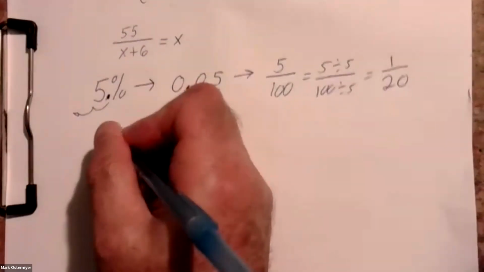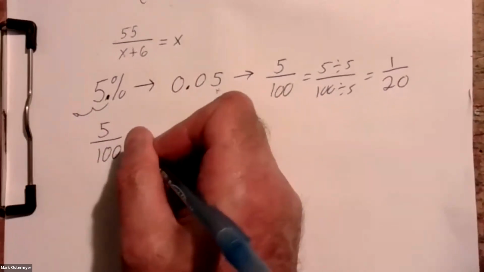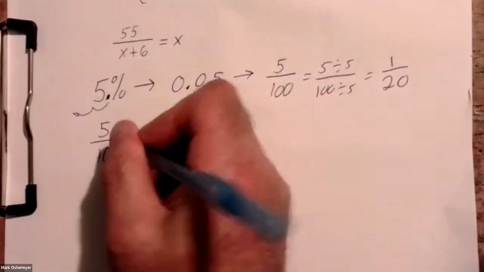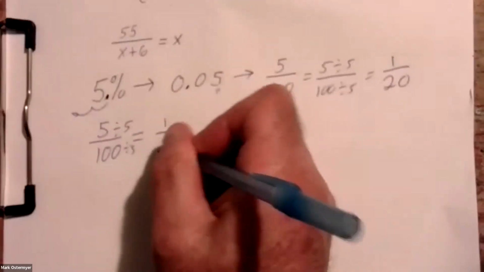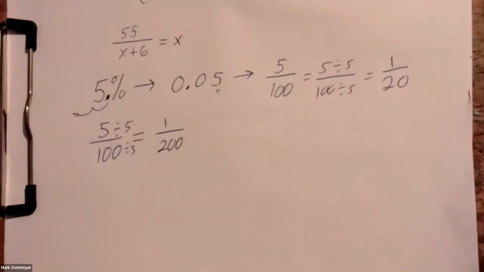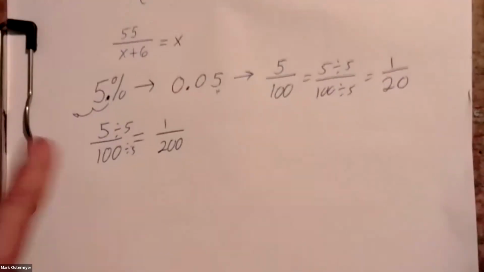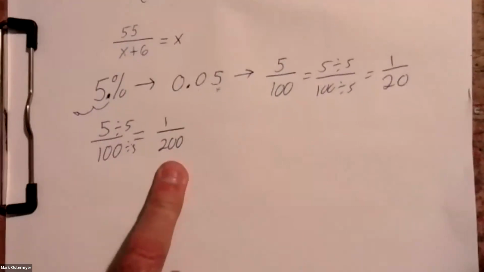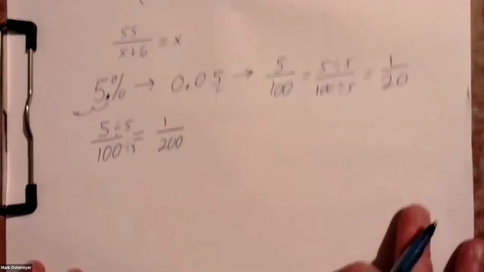Here's the second way. The second way is to just put 5 over 100 and drop the percent symbol. And now we reduce. Reduce down by 5, we get it down to 1 over 20. Both ways work. So whether you want to go through the decimal form first, then to a fraction, or just go from a percent to a fraction, it's up to you. Okay. Let's try another one here.